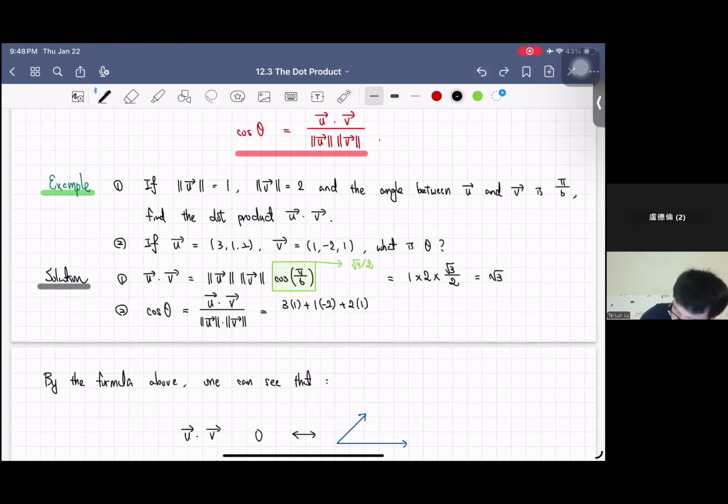Let us do this by mind. So you have 3 squared plus 1 squared plus 2 squared, right? So that's 9 plus 1 plus 4. That's 14. And for this guy, you have 1 squared plus 4 plus 1, and that's square root of 6, right? And above, you get 3 minus 2 plus 2. So that's 3. So eventually, you can get something like this.